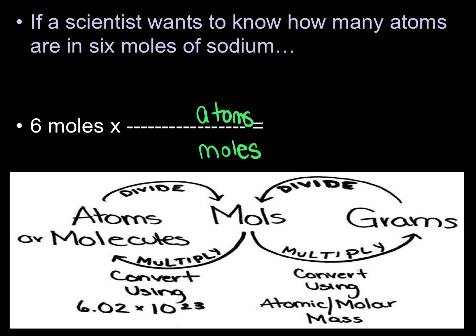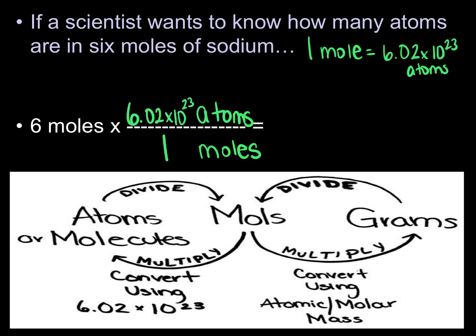We know the relationship that 1 mole is equal to Avogadro's number, 6.02 times 10 to the 23rd atoms. So we can simply take these numbers and plug them in to solve our problem here. So we know that 1 mole is equal to 6.02 times 10 to the 23rd atoms. And so we're going to take 6 times 6.02 times 10 to the 23rd over 1 divided by 1. 1 times 1 is just 1, so we're just going to multiply this across.